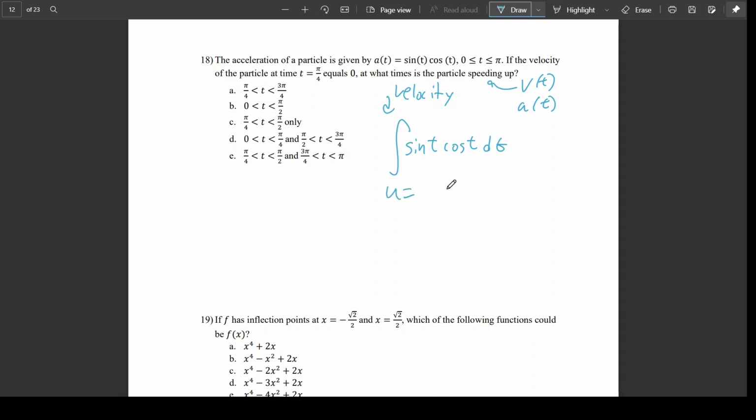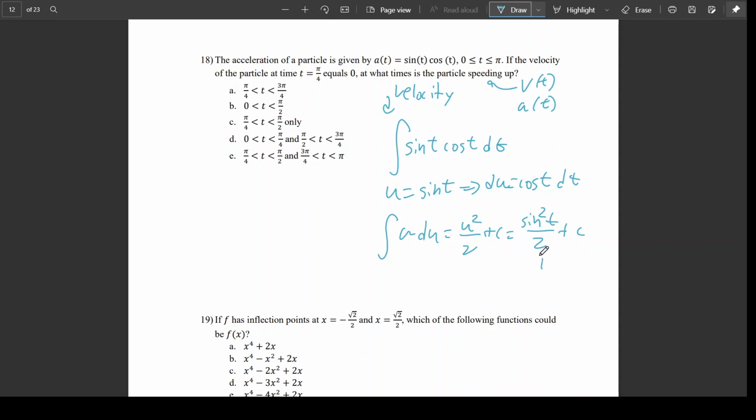It's just going to be a u substitution where u is equal to sine t. That's going to be du equals cosine of t dt. So this just becomes the integral of u du, which is u squared over 2 plus c, which is sine squared of t over 2 plus c, because u is equal to sine of t, so I just took that and I plugged it back in for u here.